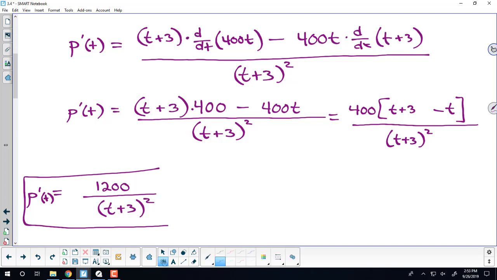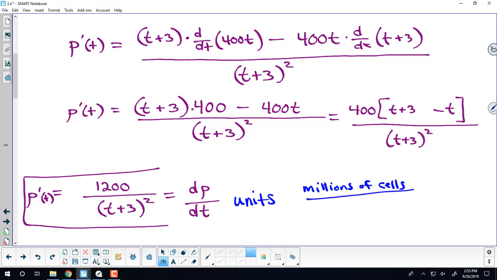So I don't know if this is helpful to think about p prime as the derivative of the population with respect to time. And then you explicitly see what that is, right? It's just a small change in population over a small change in time. So the units are millions of cells per hour. Isn't that hours? Yeah. Okay.